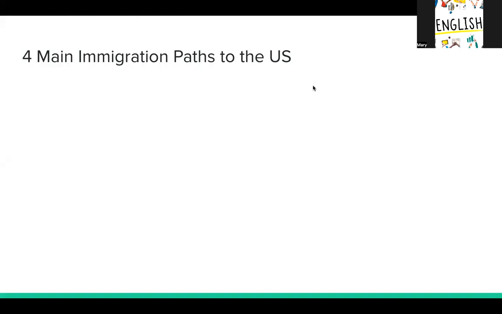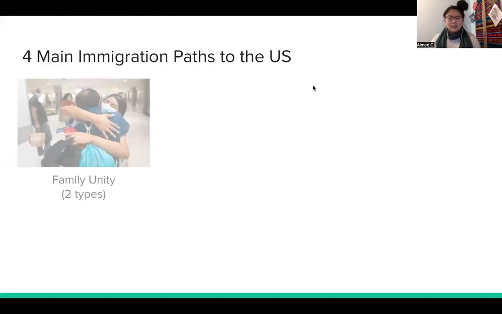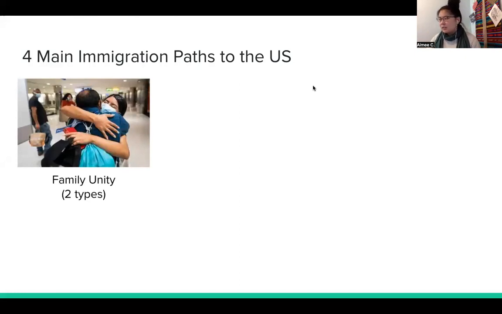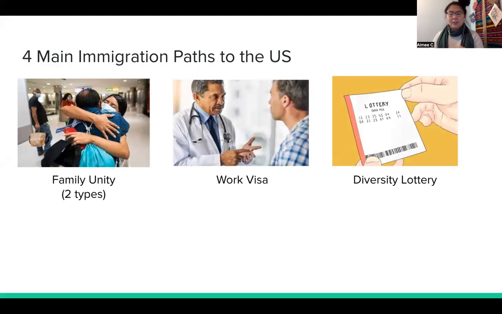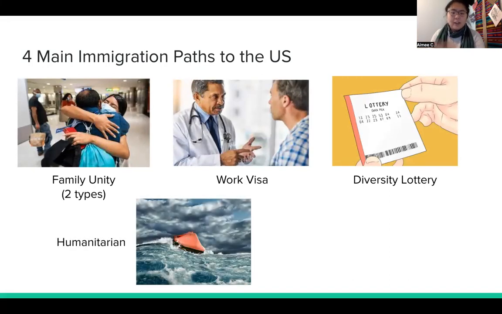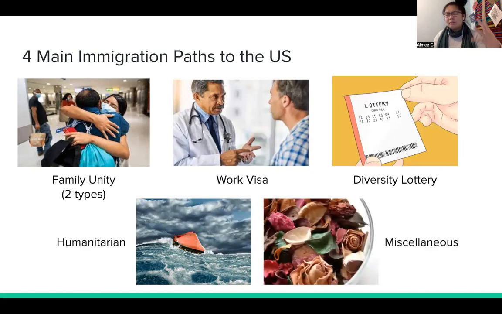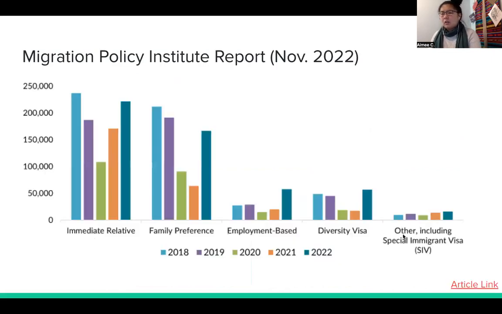Okay. So there are 4 main immigration paths to the US. First is family unity, and there are two tiers of family unity priorities for the US immigration system. Second, we have a work visa. Then there's the diversity lottery that Mary mentioned. And then we also have humanitarian causes. This is the category that refugees, asylees, and humanitarian parolees would fall into. And then also some miscellaneous categories, which may actually be subtypes of the other ones. I don't entirely remember off the top of my head.